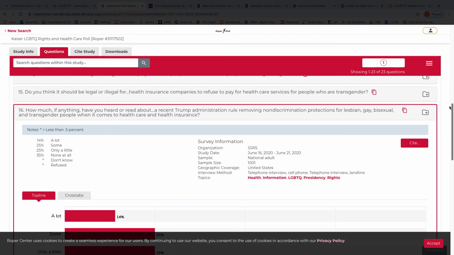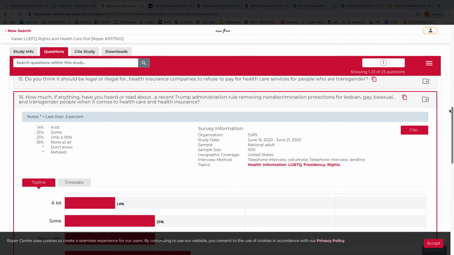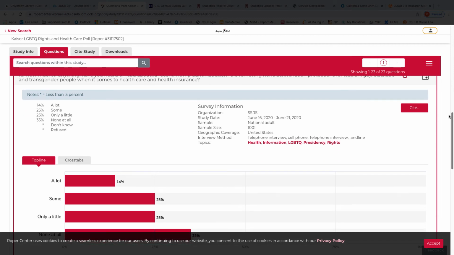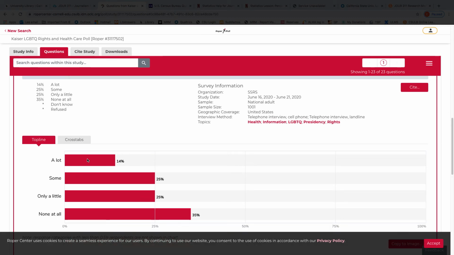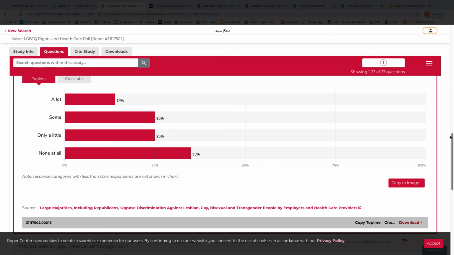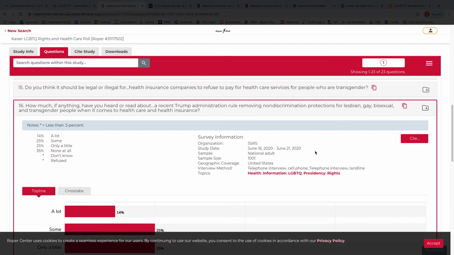So, how much have you read or heard about the Trump administration rule on removing non-discrimination protections for lesbian, gay, and bisexual? So 14% had read a lot, 25% had read some, 25% had read only a little, 35% had read nothing at all. And it tells you when the survey was conducted, the sample size, and how it was conducted. So this gives you a sense, and this is very useful information for when you're reporting and when you're trying to get an understanding of public opinion on a topic.